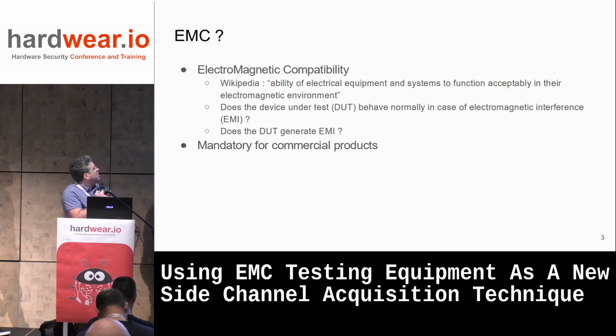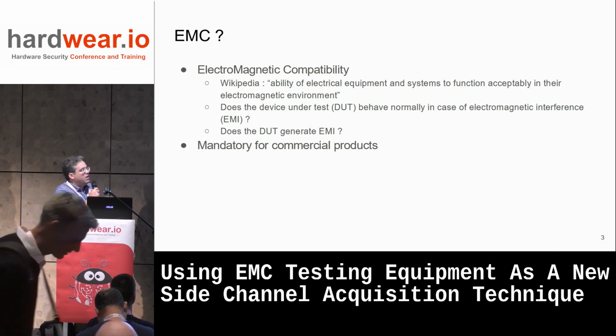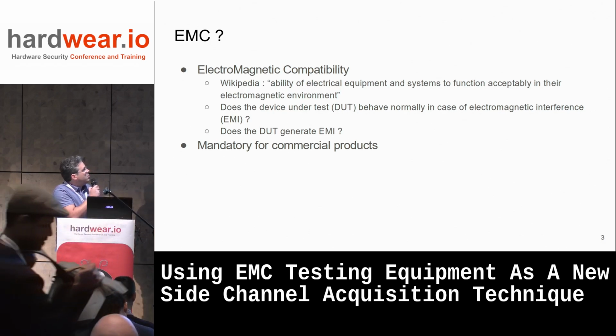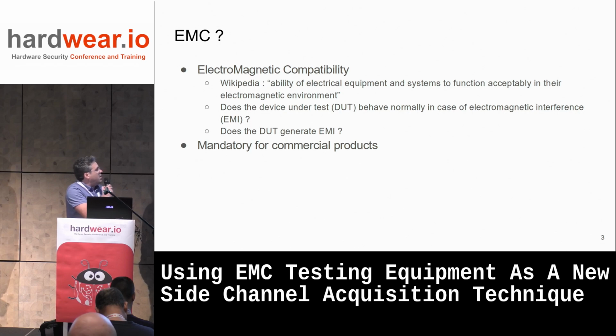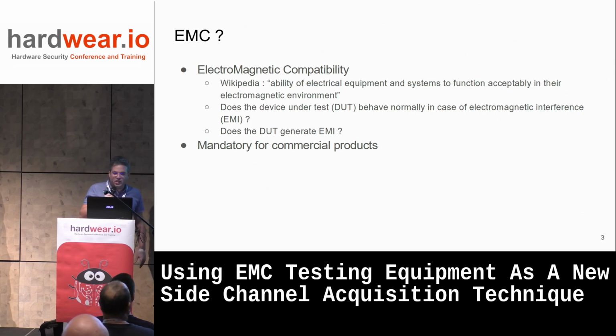So let's start. What is EMC? It's electromagnetic compatibility. So it's the ability of electrical equipment and systems to function acceptably in their electromagnetic environment. So the device under test, DUT, behaves normally in case of electromagnetic interference, EMI. So does the DUT generate EMI? It's a question. So it's mandatory for commercial products.